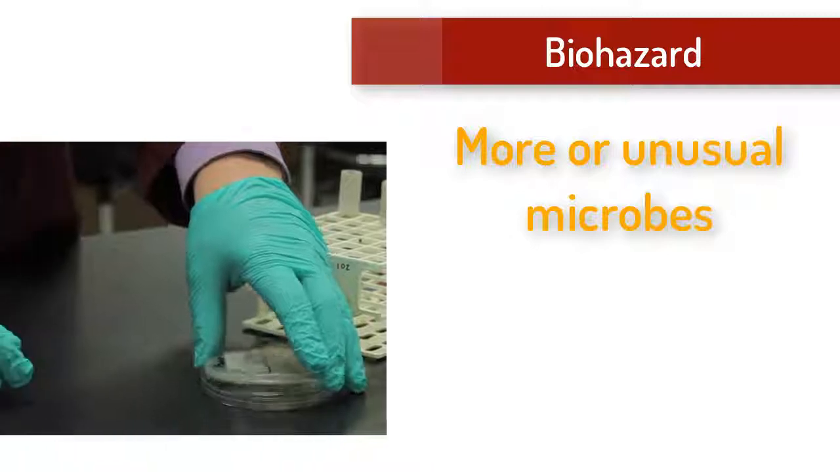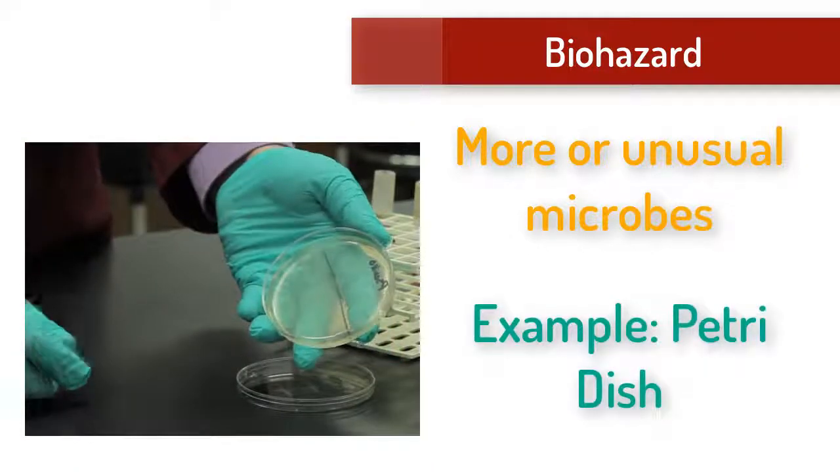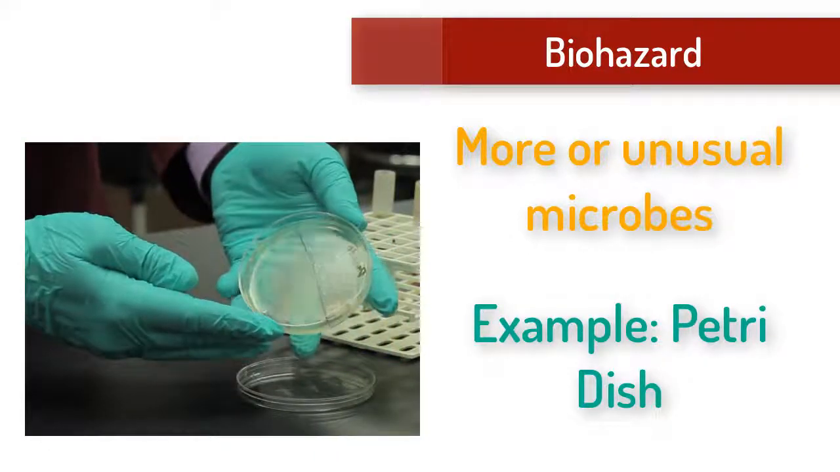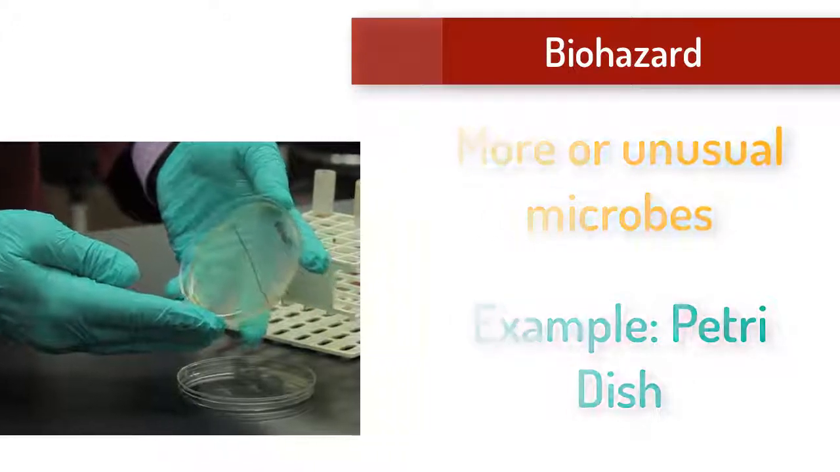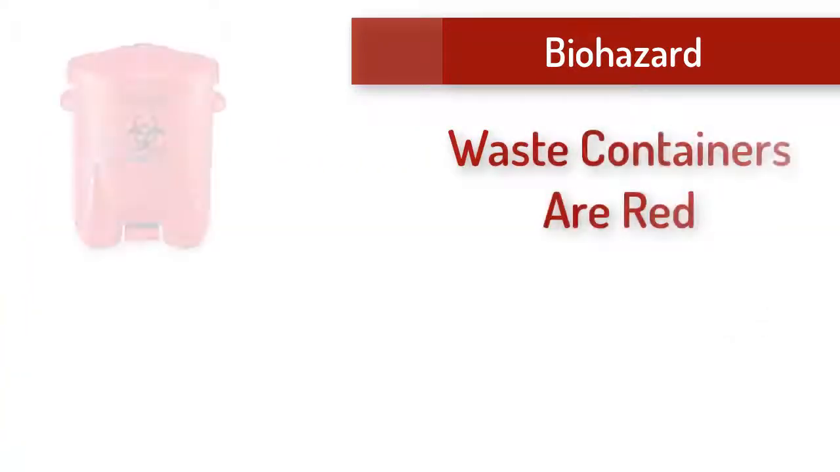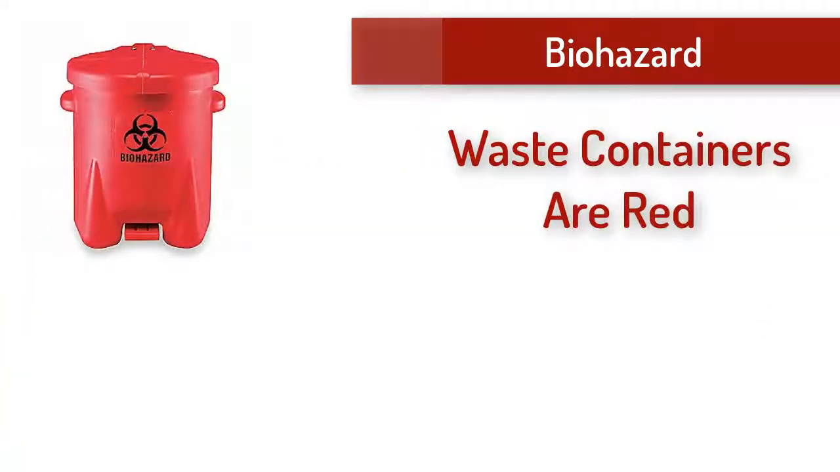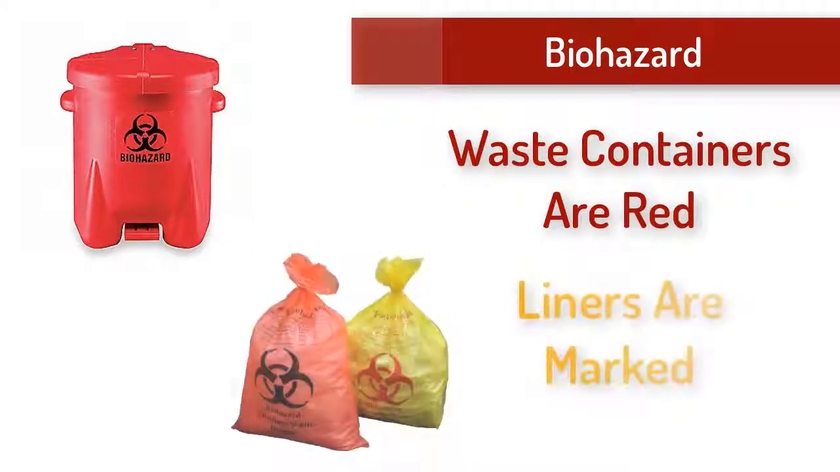An example of this type of item would be a Petri plate we have used to grow a large sample of bacteria. Waste disposal containers for biohazard infectious items will always be red in color. If a liner is present, it should have a biohazard symbol on it.